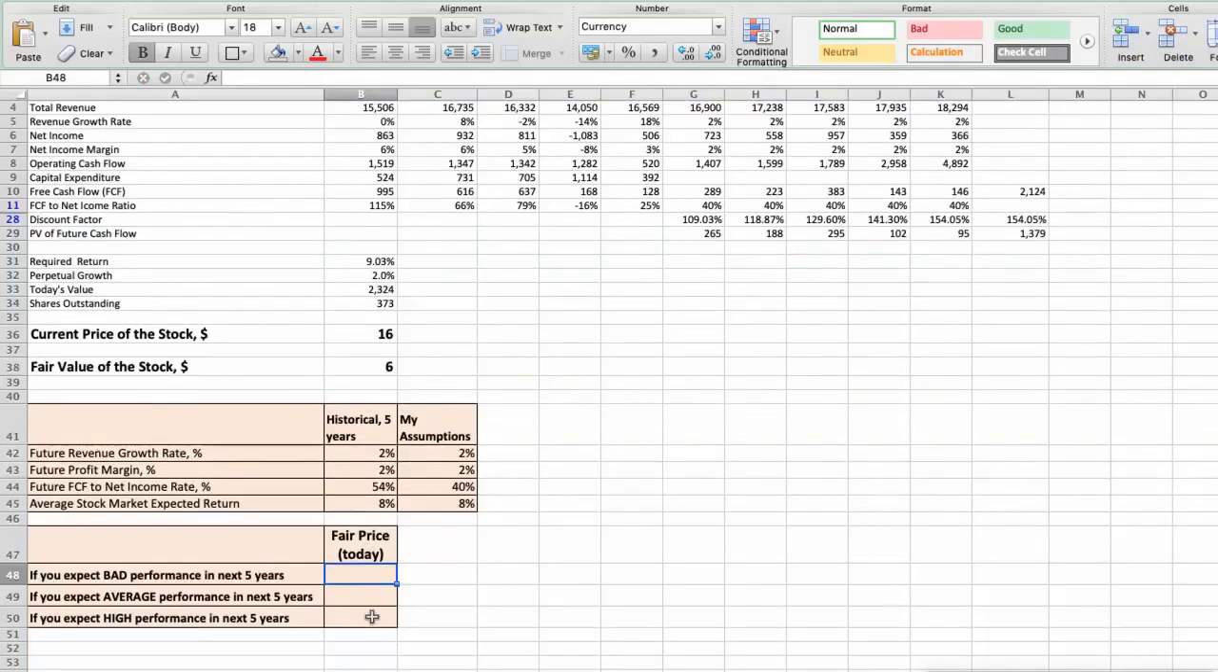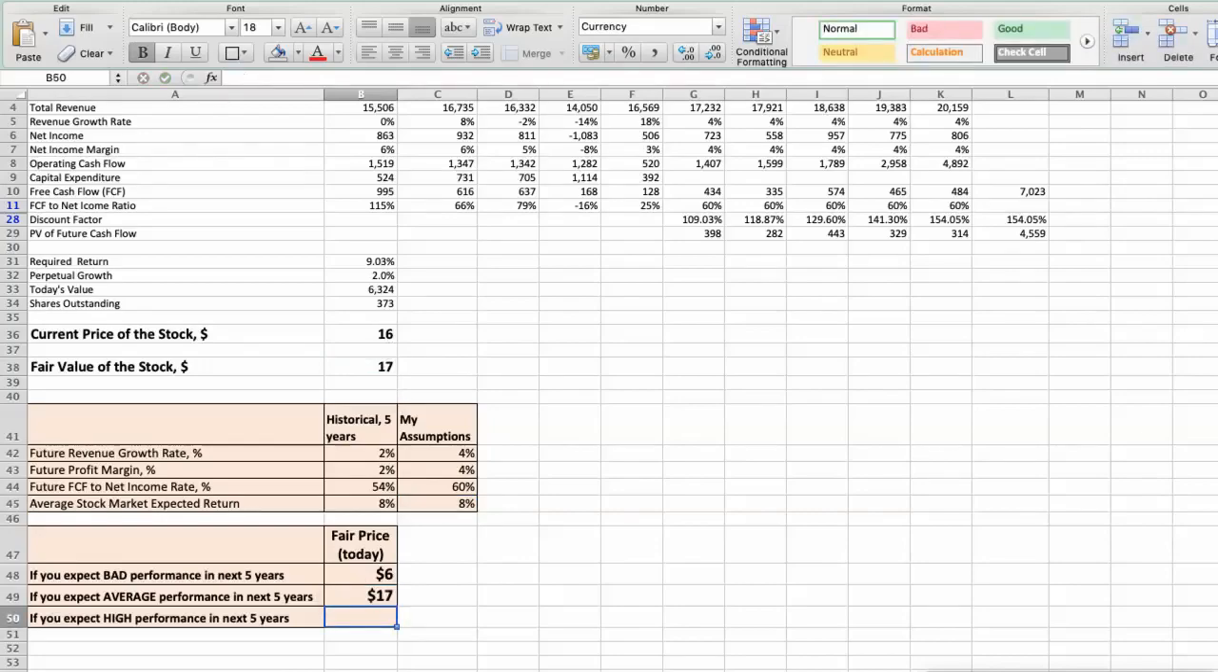The second scenario. Gap will have average performance in next 5 years, and we will use the following parameters in our calculation. Future revenue growth rate would be average, 4%. Future profit margin would be average, 4%. Future free cash flow to net income rate would be average, 60%. In this case, the fair value of the stock today would be $17.